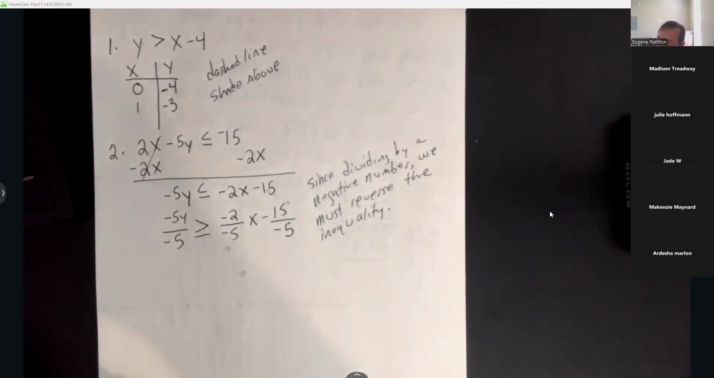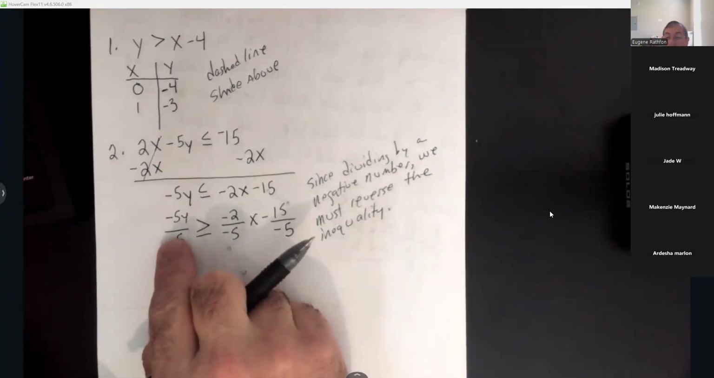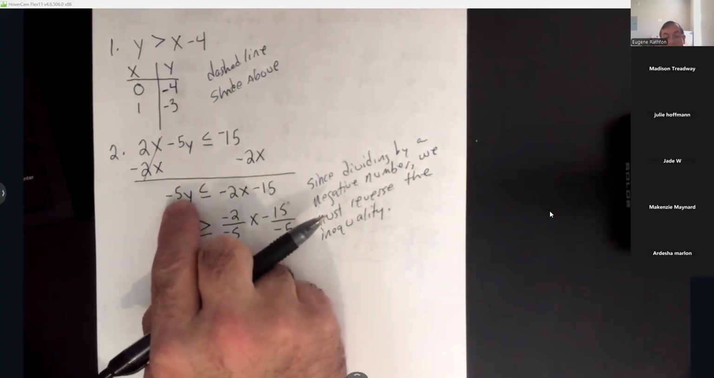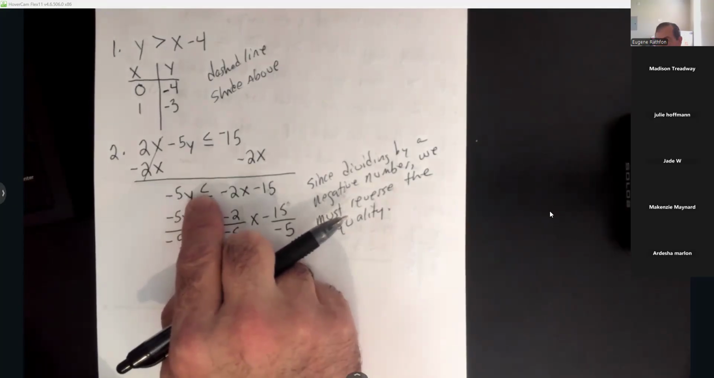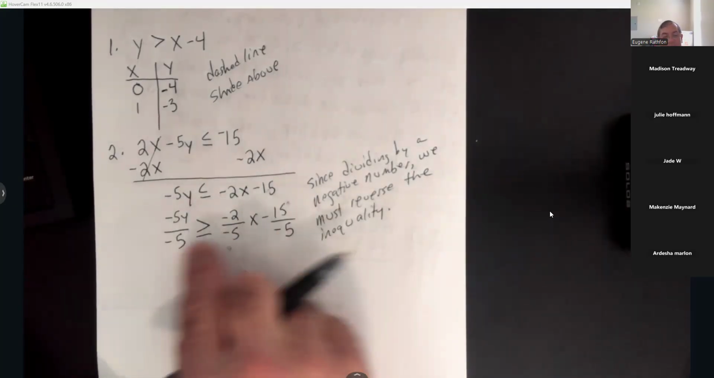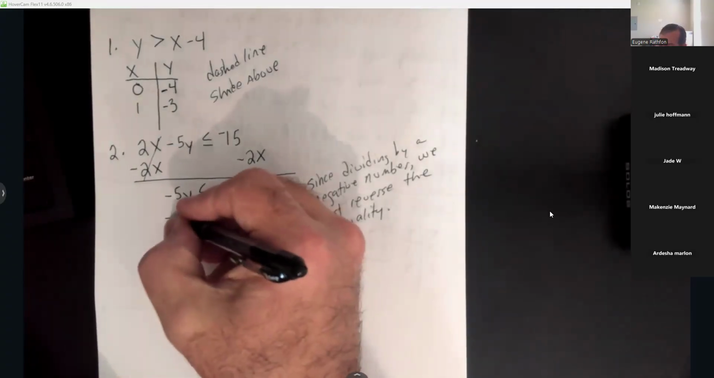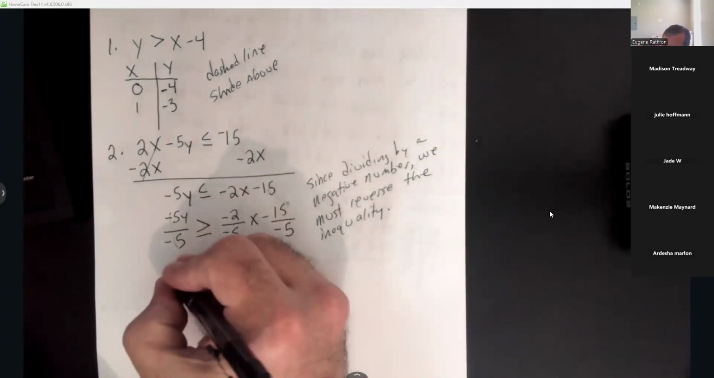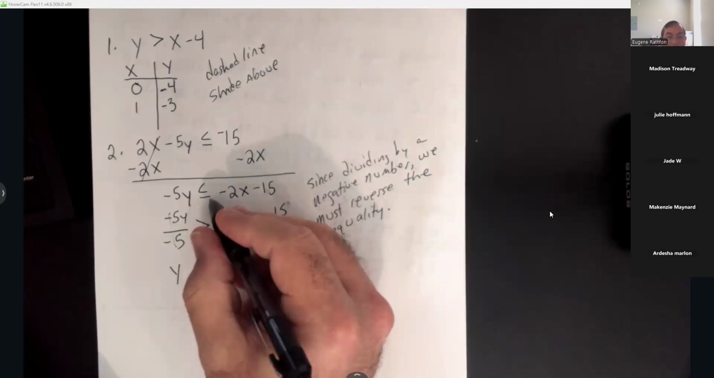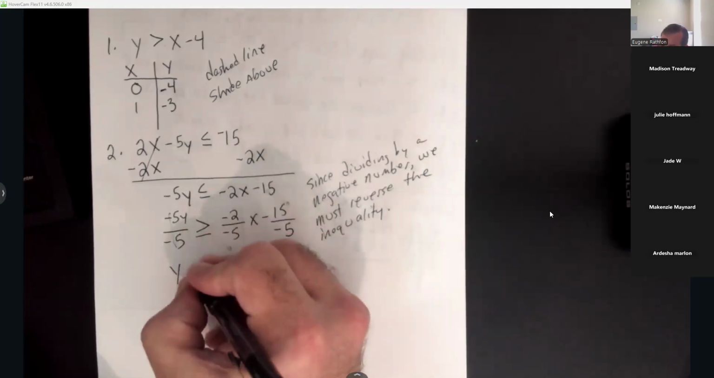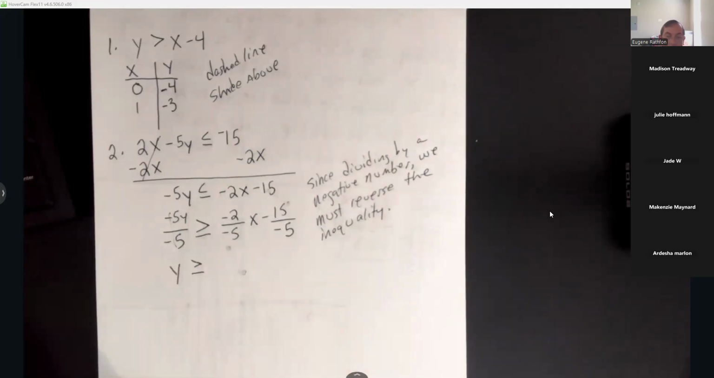Now, we do not do that if I'm dividing by positive 5. If I divided here by positive 5, it would stay the same. We're only reversing them when we divide by negatives, okay? So that negative 5 divided by negative 5 makes that a positive y. Instead of less than or equal, we're now greater than or equal.